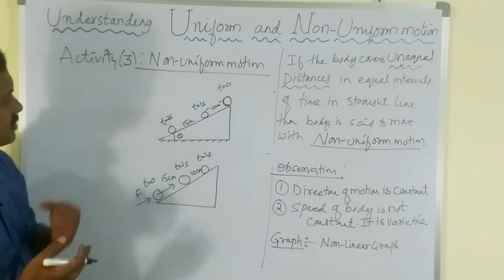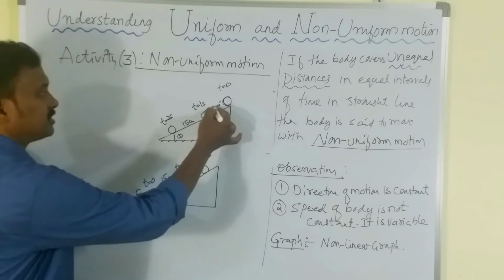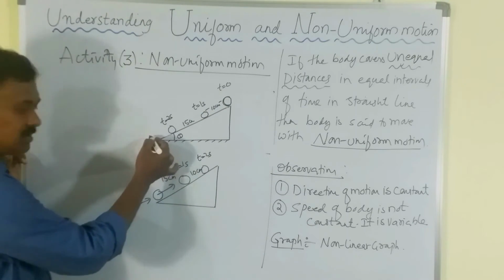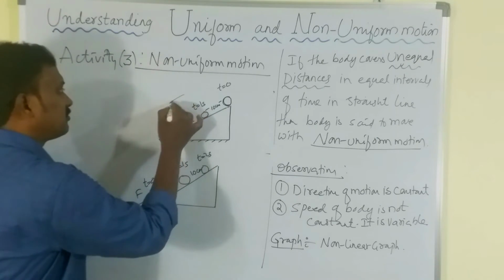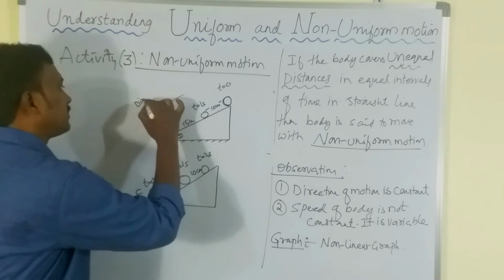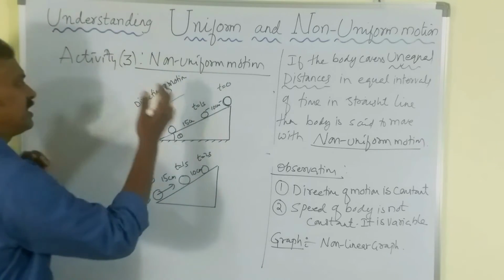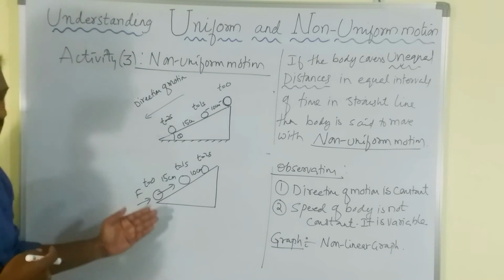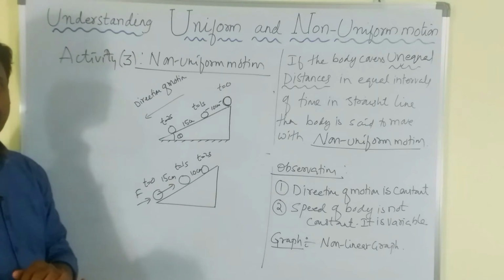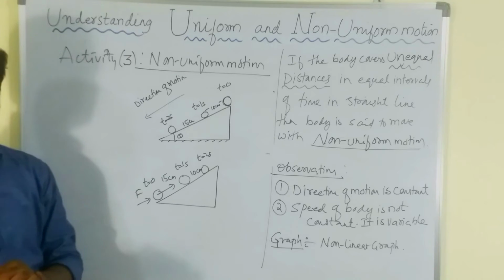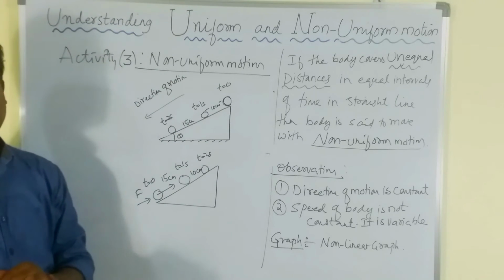And what about the direction? The body is going in a straight line, in one single direction. So this is the direction of motion. We observe that the direction of motion is not changing here as well as here. Only the speed is changing. So activity 3 and activity 2 both come under non-uniform motion.